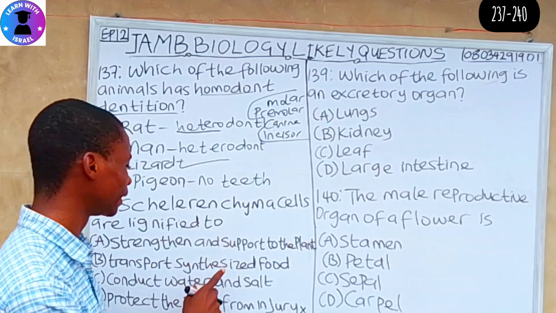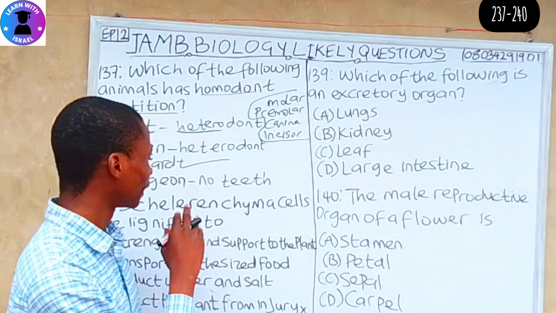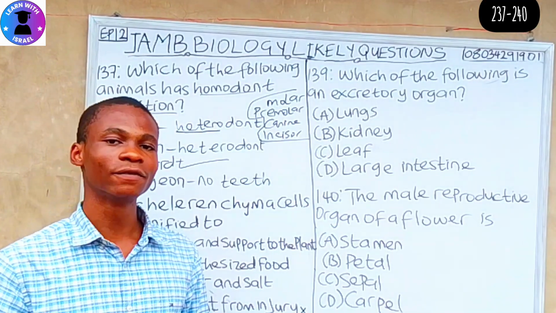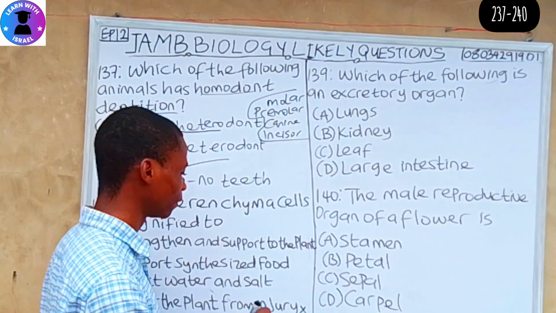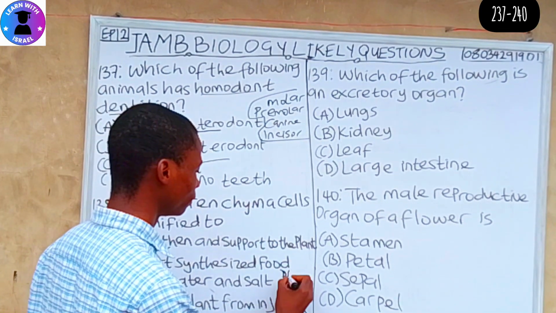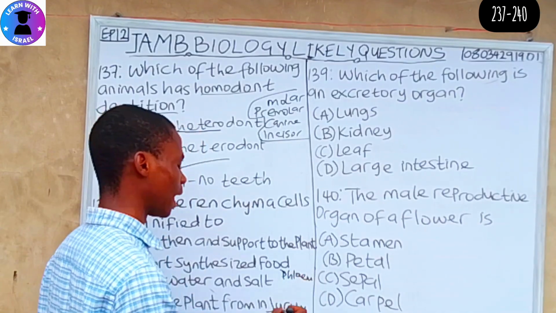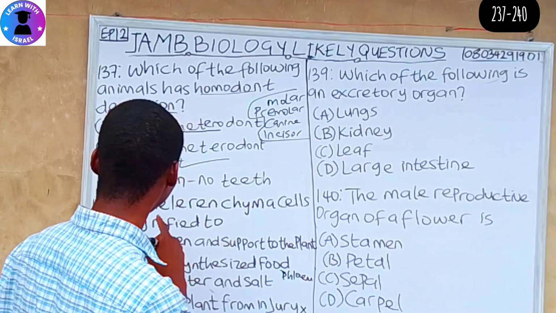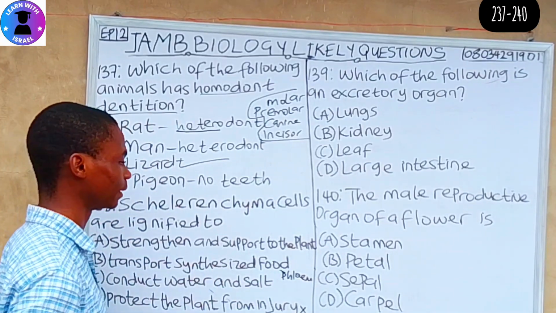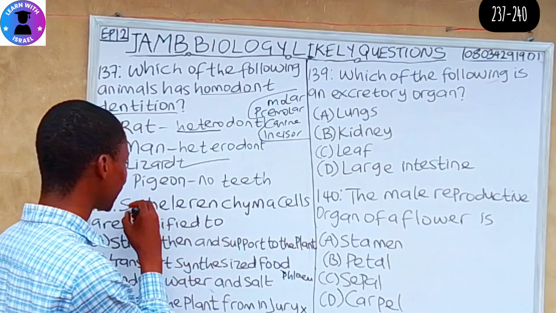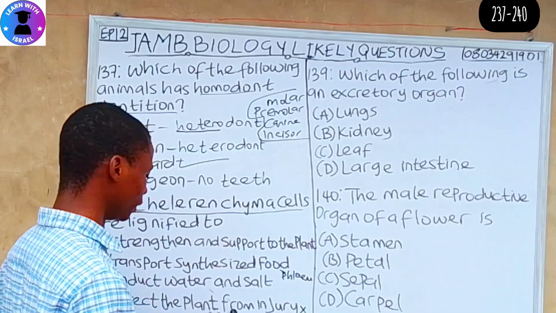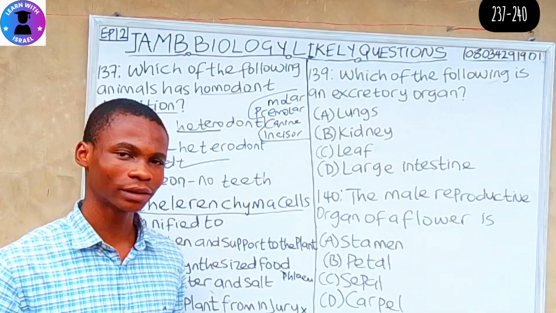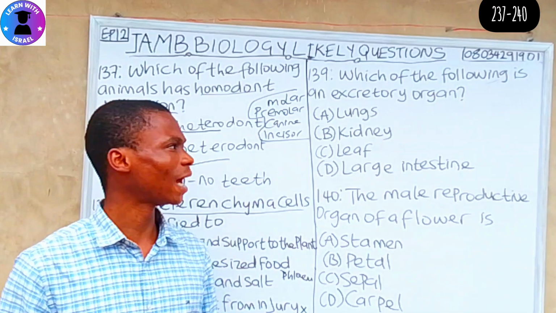Option B, transport synthesized food, no. Sclerenchymal cell does not transport synthesized food. It is the phloem that transports synthesized food. And option A, strengthen and support the plant. Yes, that is what sclerenchyma cell does. It is lignified to strengthen and give support to the plant.